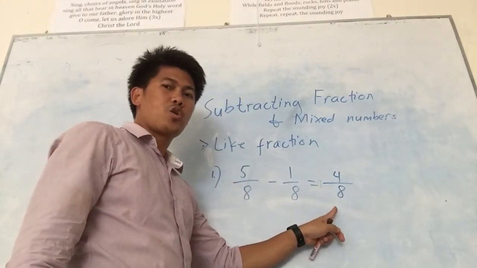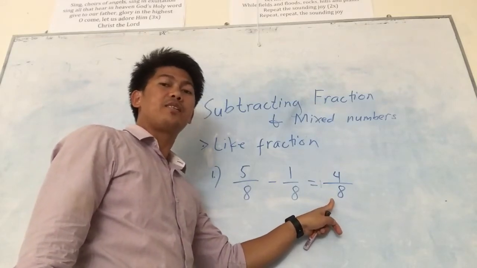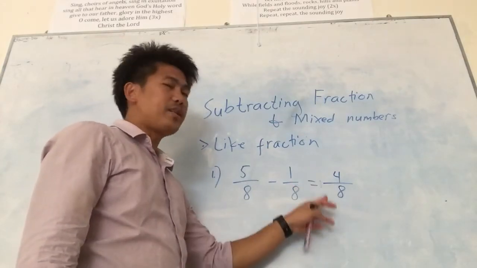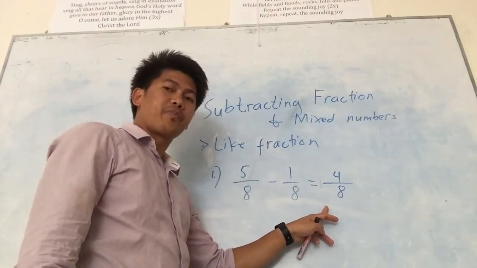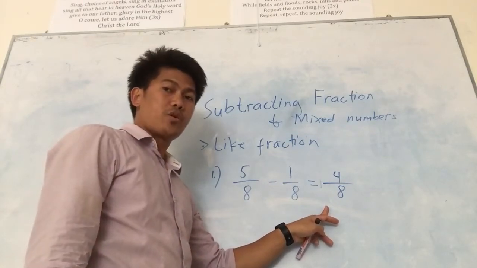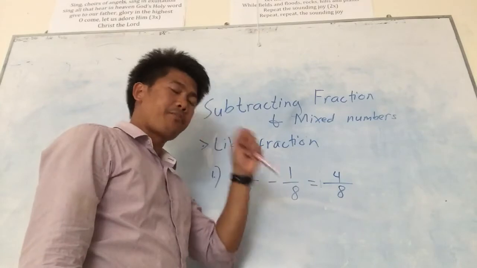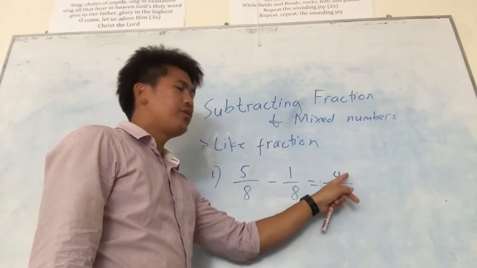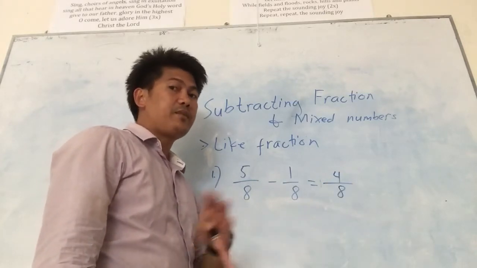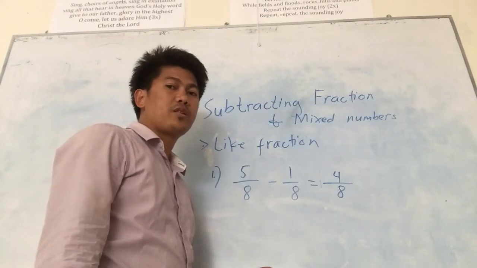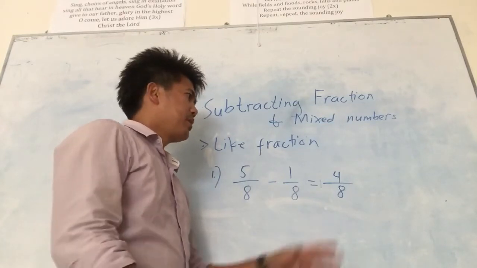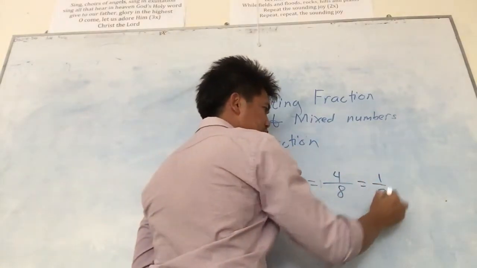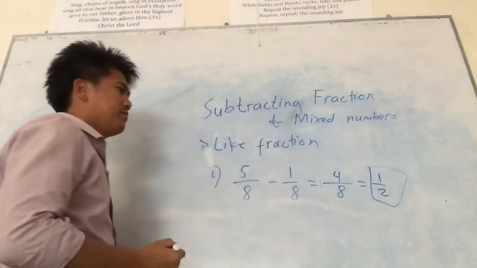Okay, correct? Yes, it's correct, but it's not yet simplified. So you have to simplify your answer. Alright, so for 4/8, what's the GCF? GCF is 4, right? So let's just do shortcut now. I will not be giving you the process here because we discussed it in the previous episode of this video. So that's 4. 4 divided by 4 is 1, and 8 divided by 4 is 2. So this is your final answer. Okay?